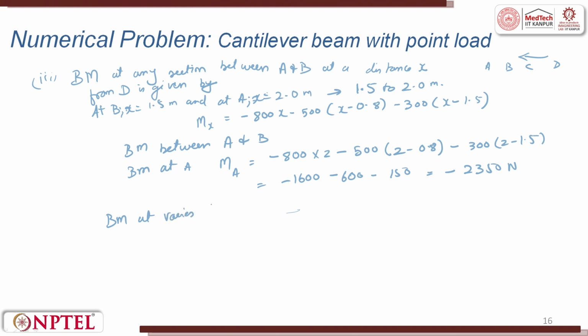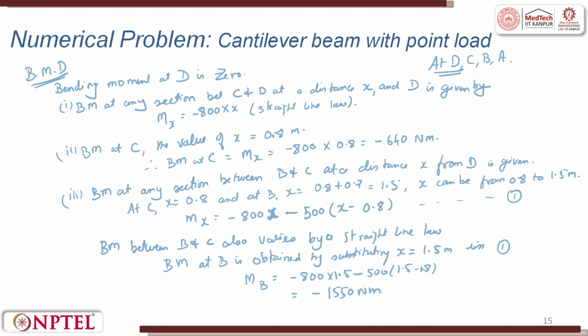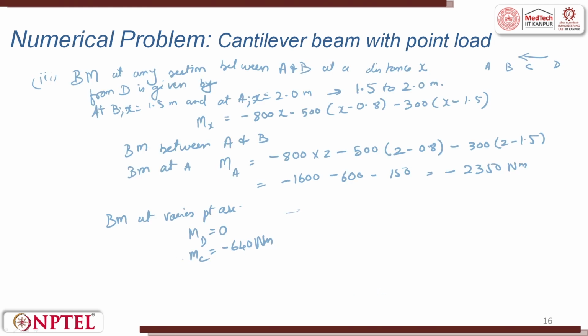So, the bending moment at various points are, MD is equal to 0, then MC will be equal to minus 640 Newton meter, okay, and here also I have missed the unit, it is Newton meter. Then MB will be minus 1550 Newton meter and MA will be minus 2350 Newton meter. So, if you look at the shear force diagram, bending moment diagram, it will be something like this.